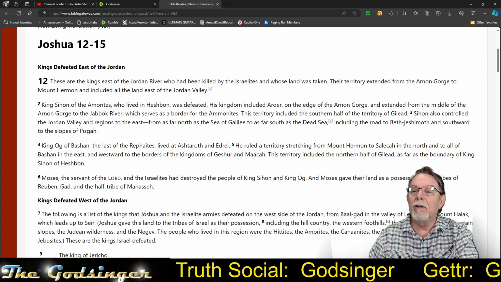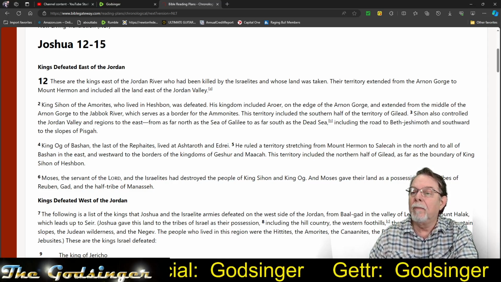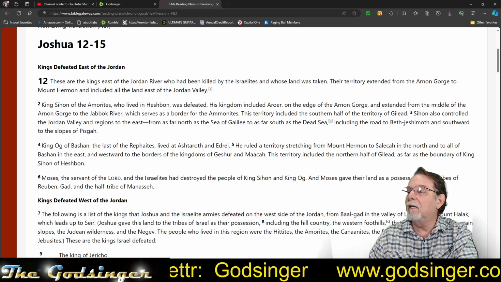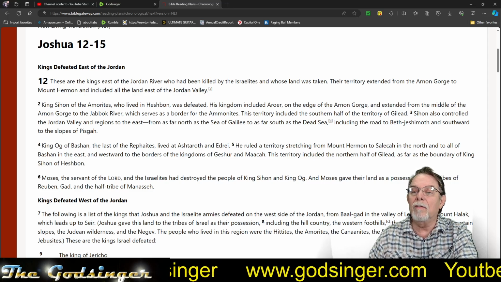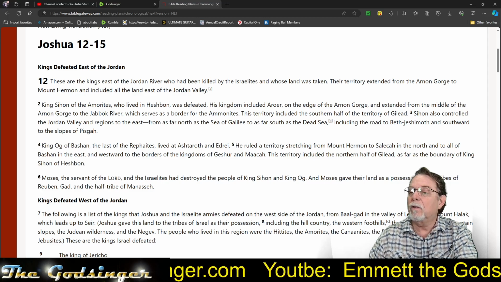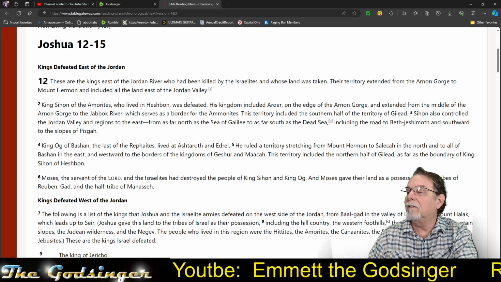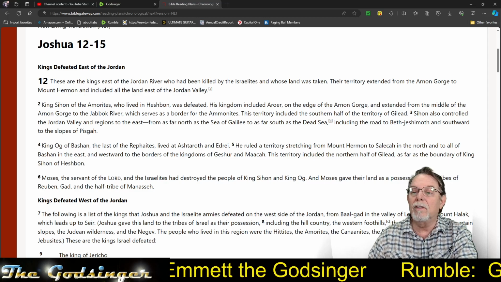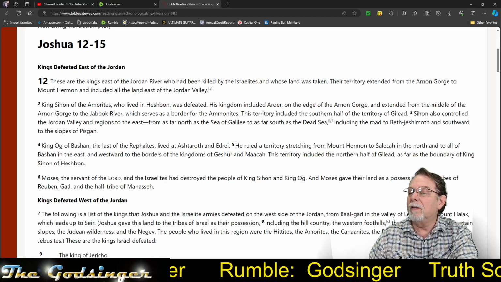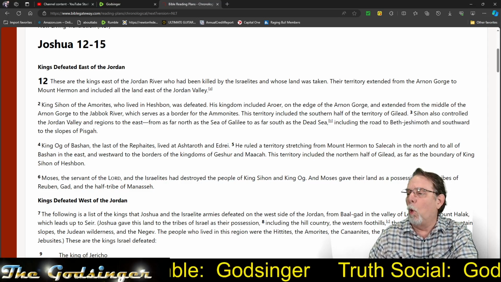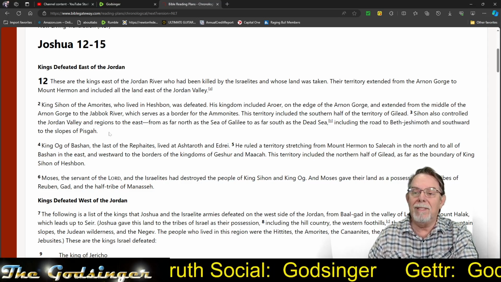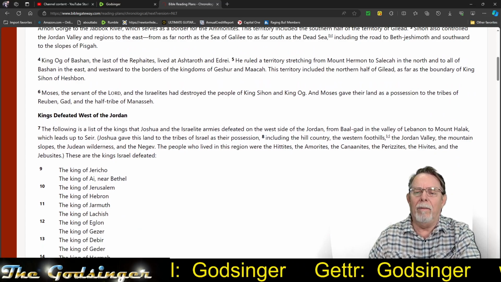King Sihon and the Amorites who lived in Heshbon was defeated. His kingdom included Aroer on the edge of Arnon Gorge and extended from the middle of the Arnon Gorge to the Jabbok River, which serves as a border for the Ammonites. His territory included the southern half of the territory of Gilead. Sihon also controlled the Jordan Valley and the regions to the east, from as far north as the Sea of Galilee to as far south as the Dead Sea, including the road to Beth Jeshimoth, and southward to the slopes of Pisgah. Wow.